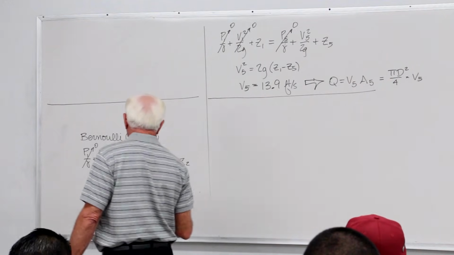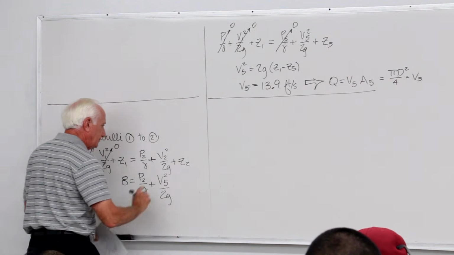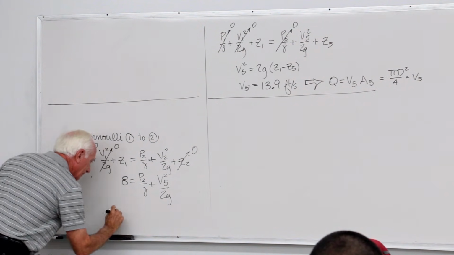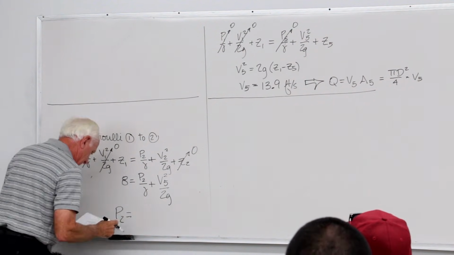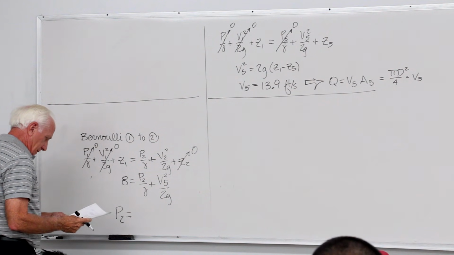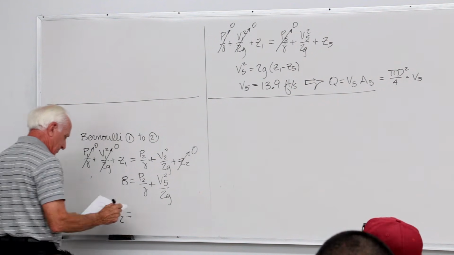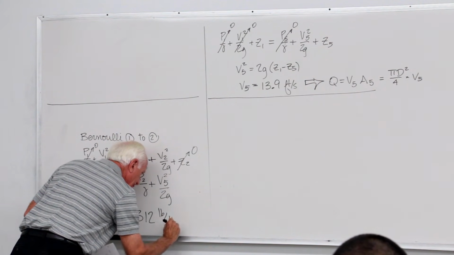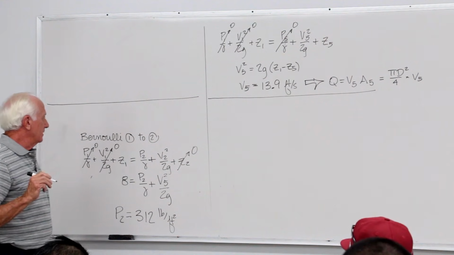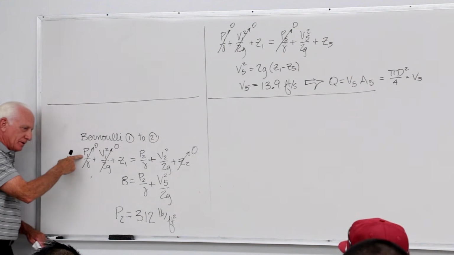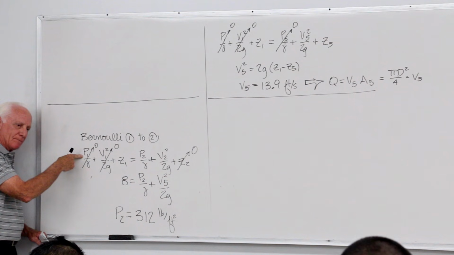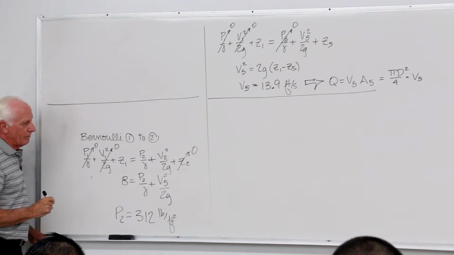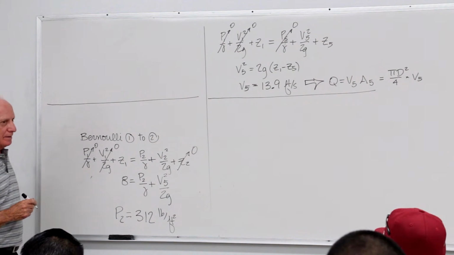Z2 we call 0. Put the numbers in. You know gamma. So the pressure at 2, 312 pounds per square foot. Gauge or absolute? To answer that, you say, well, what's this pressure P1, 0? Gauge or absolute? And the answer is gauge. So if P1 is gauge, P5 is gauge. Okay.